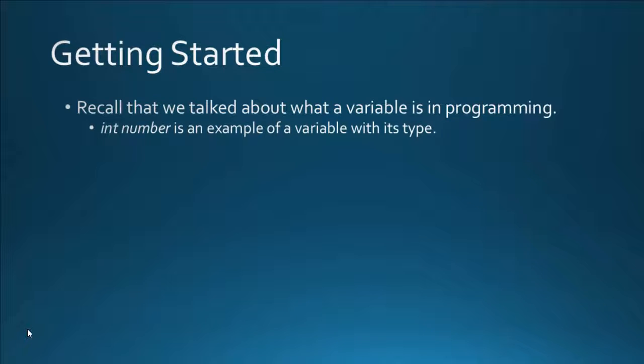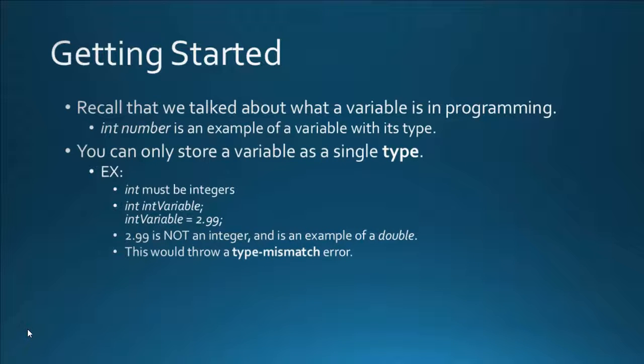Recall that we have talked about what a variable is in programming. Int number is an example of a variable with its type. Int is just the type. Now, we can only store a variable as a single type. So, for example, int will always be integers, just like double will always be decimals. So let's look at an example here.